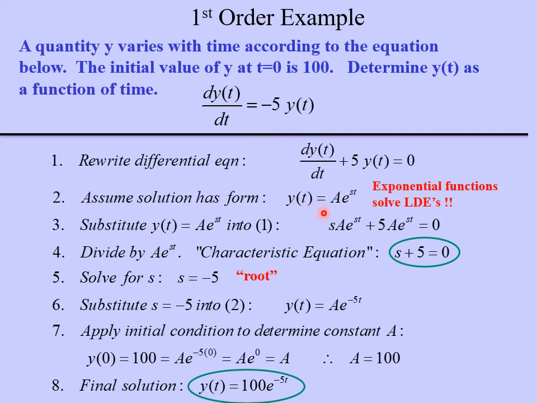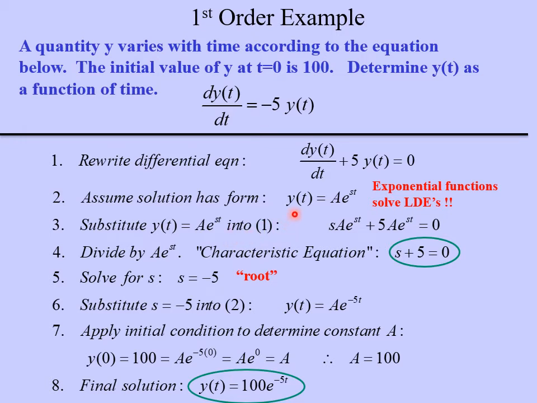So in other words, y is equal to some constant a times e to the st. Okay, so t obviously is our time variable here. We don't know what a is and we don't know what s is, but we're going to figure that out. The way to do this is kind of the long way, and I'm going to show you a shorter way shortly.